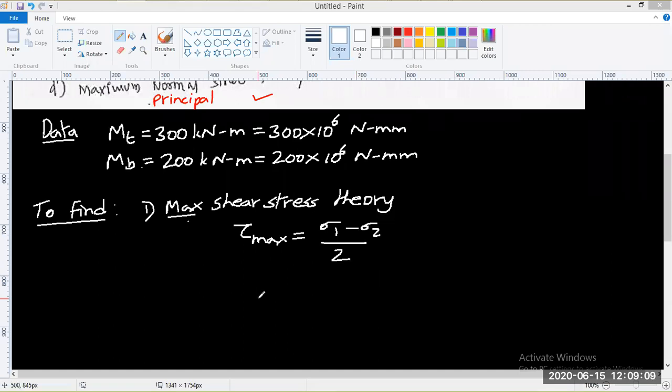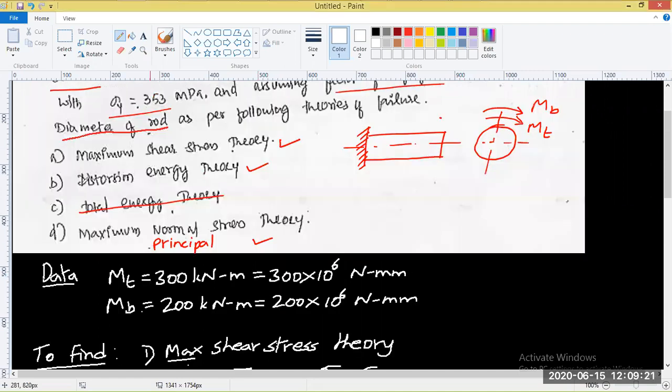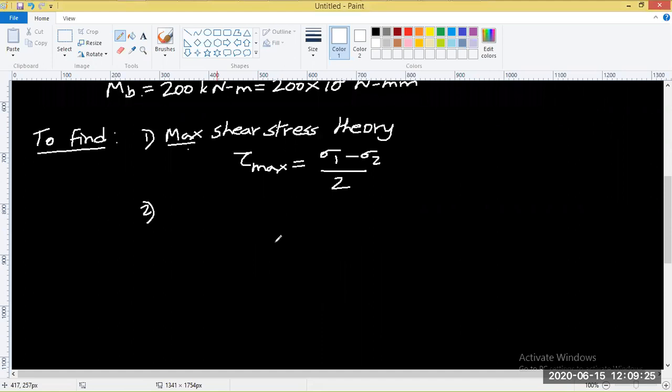This tau max is given as sigma 1 minus sigma 2 by 2, where sigma 1 and sigma 2 are nothing but principal stresses. Okay, so we have defined that before. And second one is distortion energy theory.